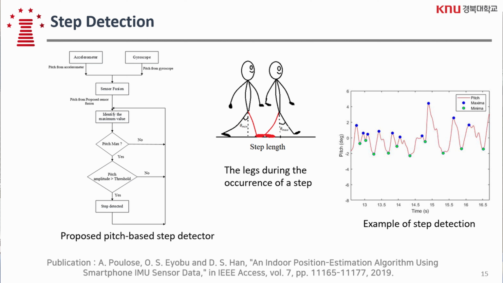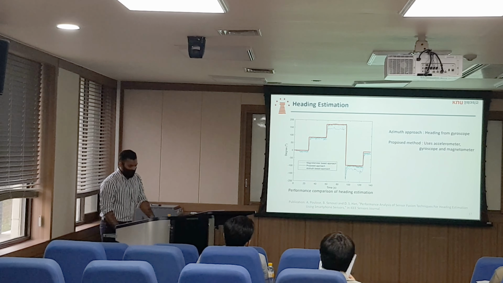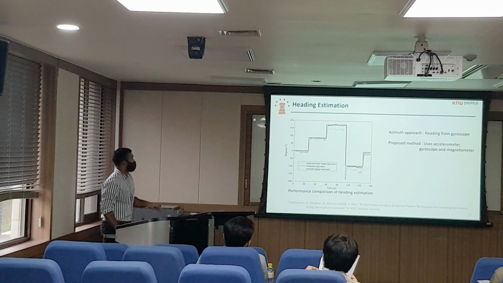So, accuracy comparison. We compare our proposed pitch-based approach with the peak detection approach and also the Samsung Health Android application approach. Our approach achieved 3.14% error as compared to the other approaches. So here is the heading estimation result.